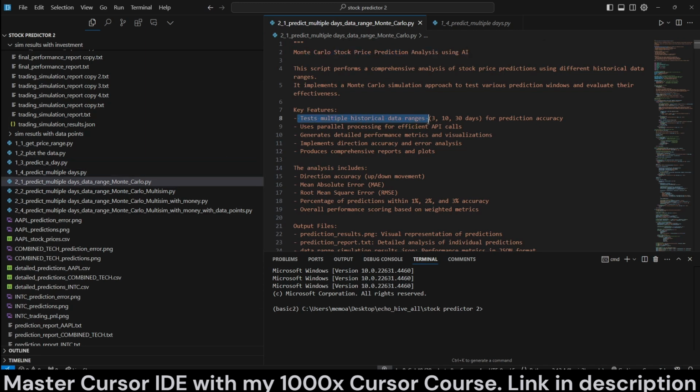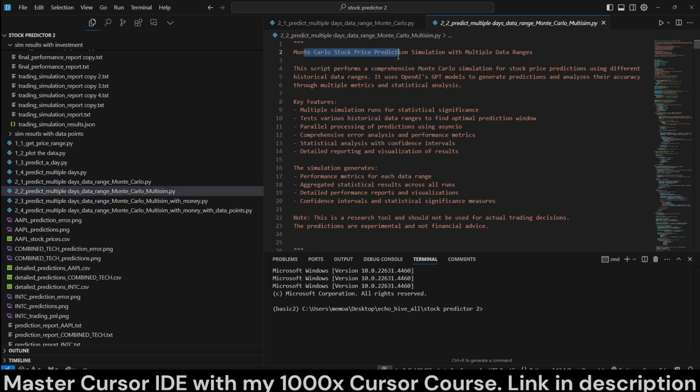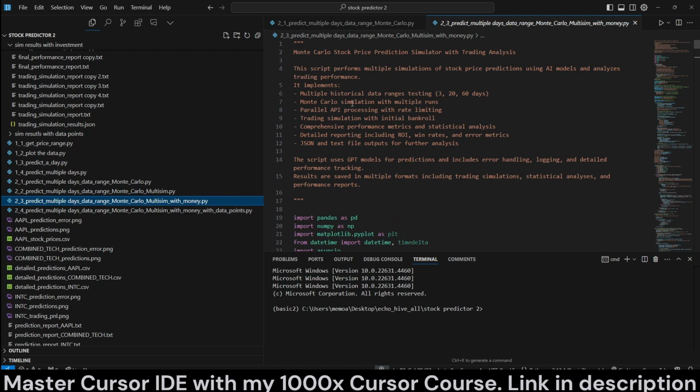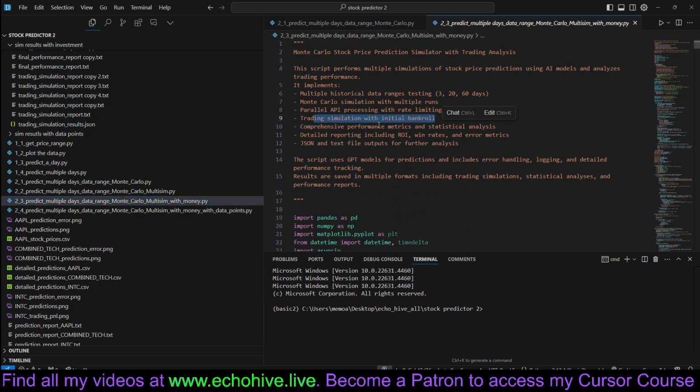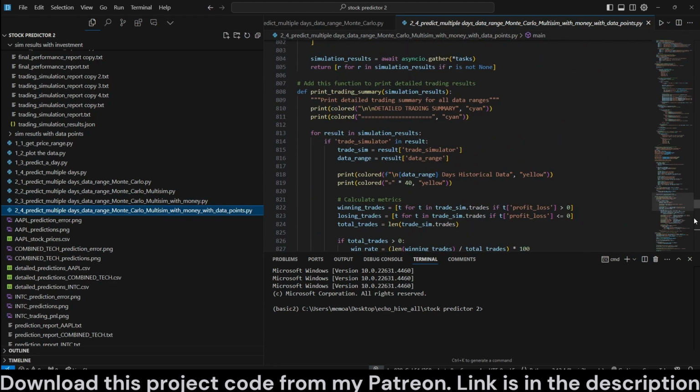The original file tests multiple historical data ranges, parallel processes them, generates detailed performance metrics and visualizations, implements direction accuracy and error analysis, and produces comprehensive reports and plots. The second one introduces Monte Carlo stock price prediction simulation with multiple data ranges. So you can actually run multiple simulations here. So this is what it introduces. You can run this same simulation multiple times. The third one introduces paid data trading simulation and also a comprehensive report about that. And the fourth file introduces different data points, as we have talked about.